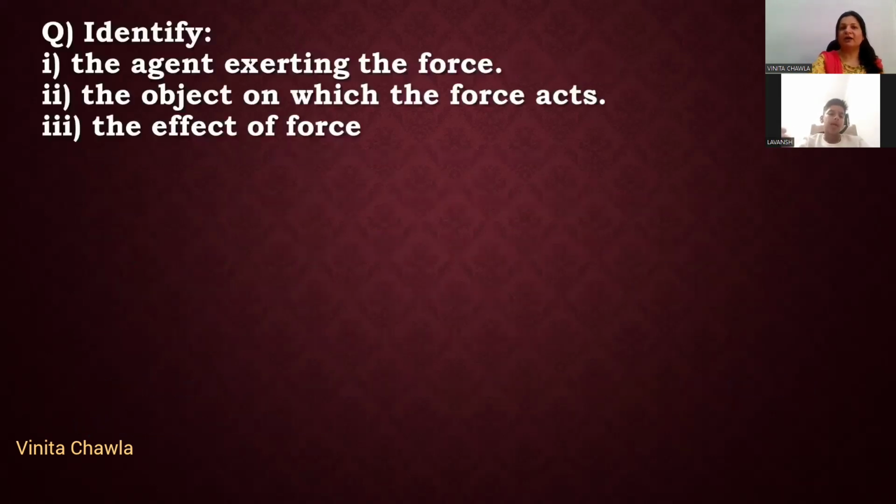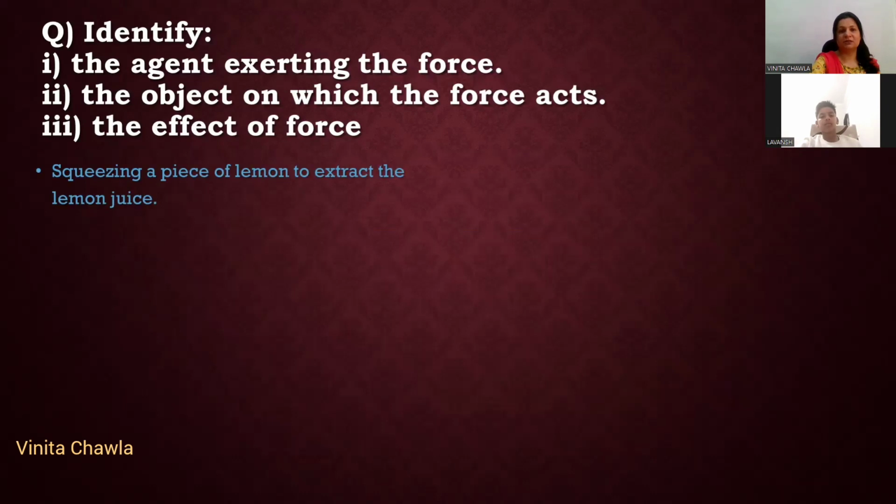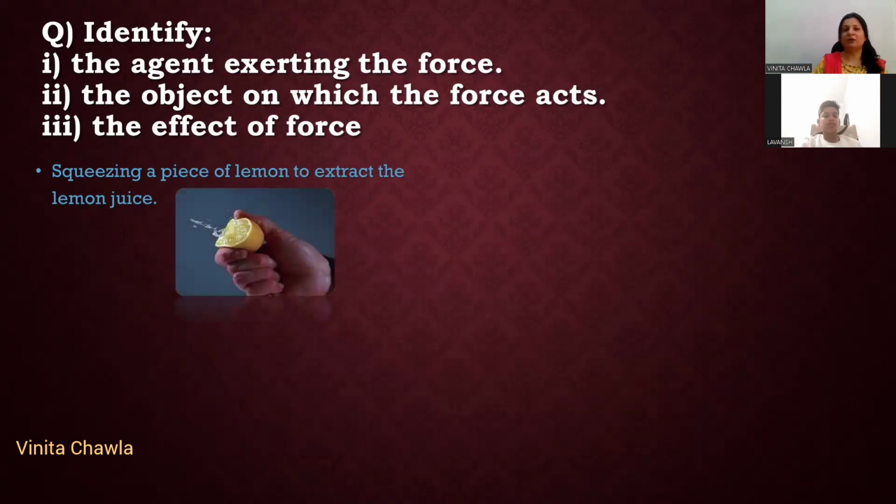Now you have to identify the agent exerting the force, the agent which is responsible for exerting the force, the object on which the force acts, and the effect of force. So let's take the first situation. Here we are squeezing a piece of lemon to extract the lemon juice. So name the agent exerting the force. The thing which is exerting the force on the lemon for squeezing it.